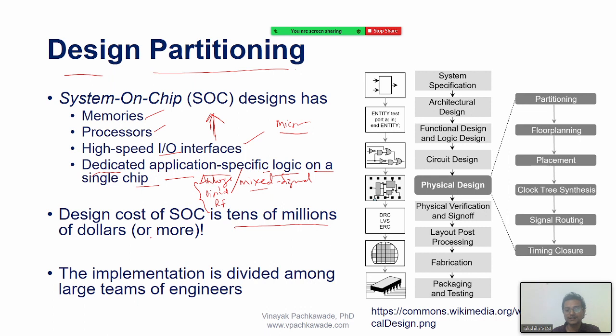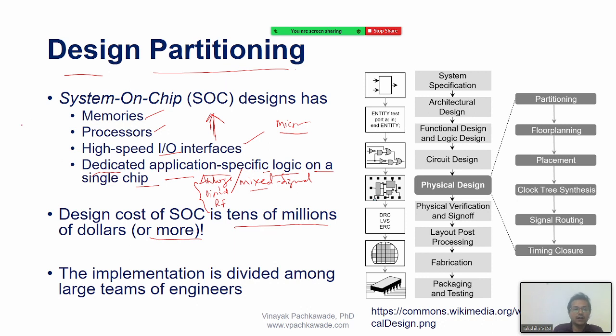It's a one-time design cost, but once it is fabricated and out in the market, we see that the cost of the chips is getting smaller and smaller, cheaper and cheaper. Okay, so how to divide this implementation? That's a very big task.